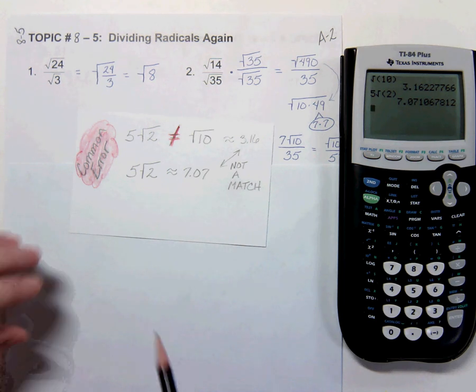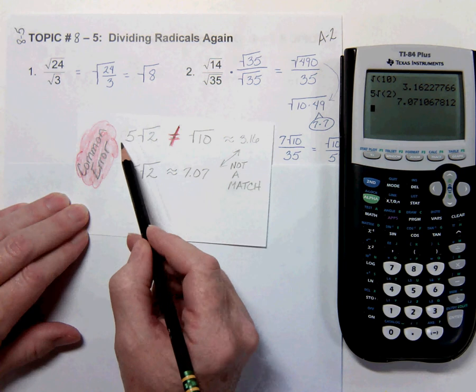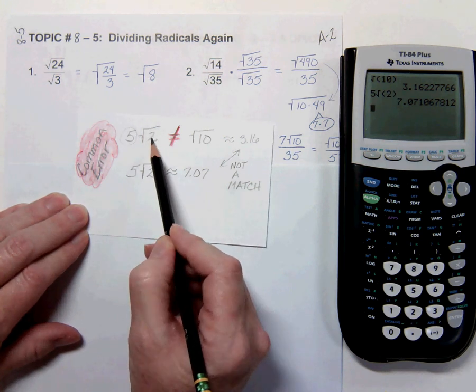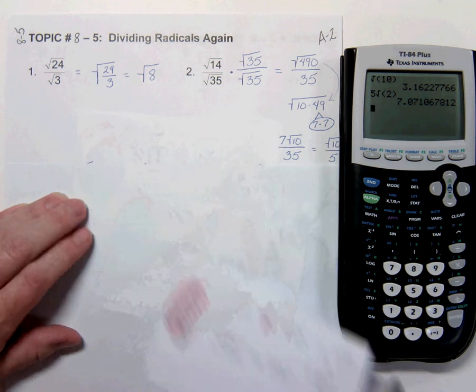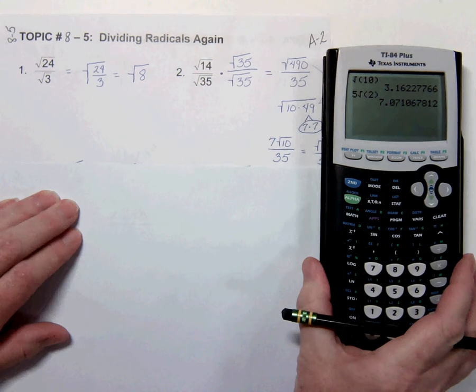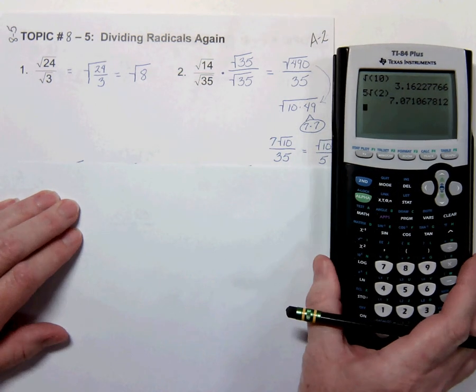So be real careful. You cannot multiply what's on the outside of your radical sign with what's on the inside. So make sure you're keeping all of those separate in your answer choices. But we're going to use a calculator to check all of our answers for this topic.